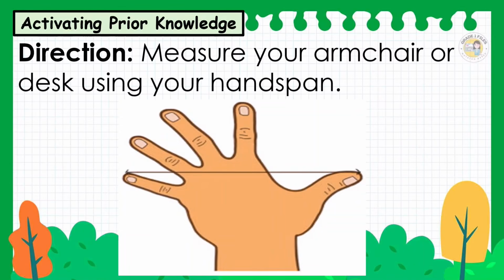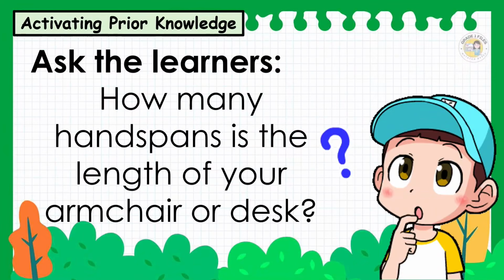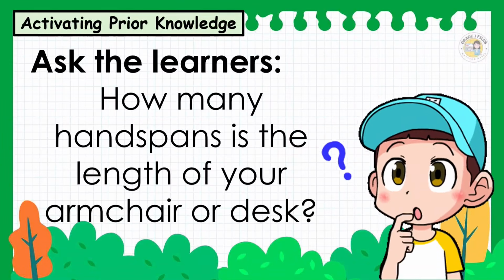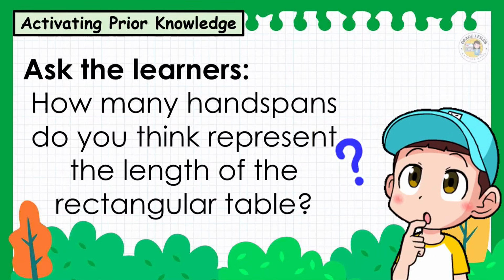Now, measure your armchair or desk using your handspan. A handspan is the distance from the tip of the thumb to the tip of the little finger, with the hand fully extended. It is a non-standard unit for determining lengths. How many handspan is the length of your armchair or desk? Now look at the teacher's rectangular table. How many handspan do you think represent the length of the rectangular table?